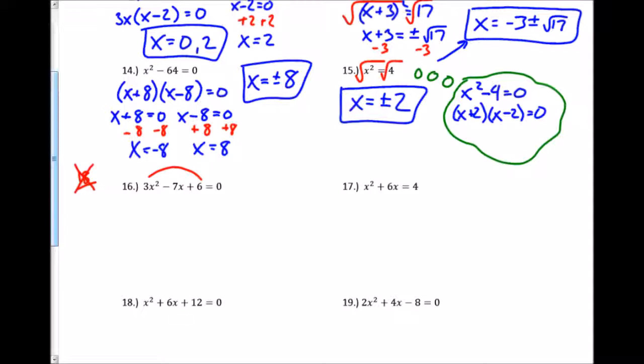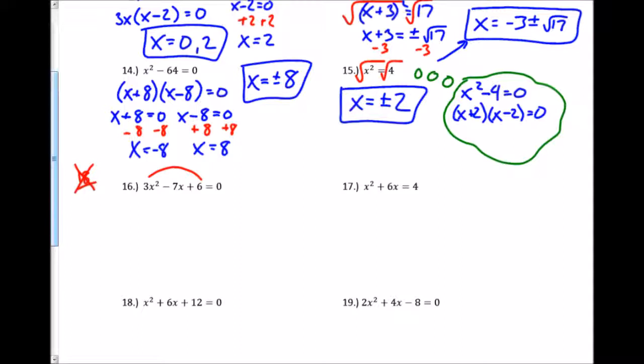So I either go to completing the square or my quadratic formula. In terms of completing the square, I'm looking for an a value of 1 and a b value that's even. Well, I don't have an a value that's 1, and I don't have a b value that's even. So this one, I want to use my quadratic formula. Okay? So remember the quadratic formula.